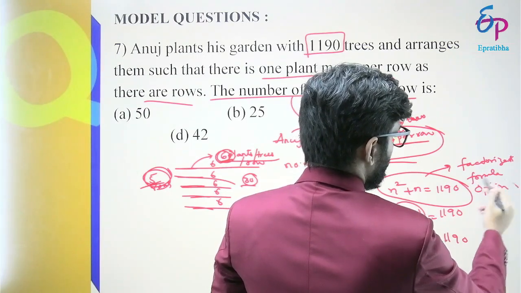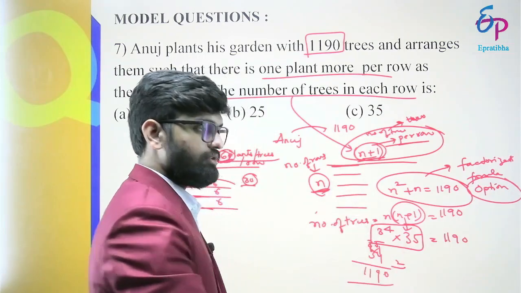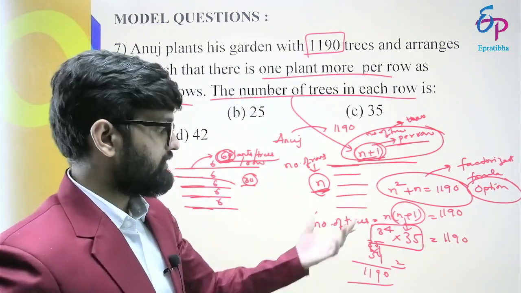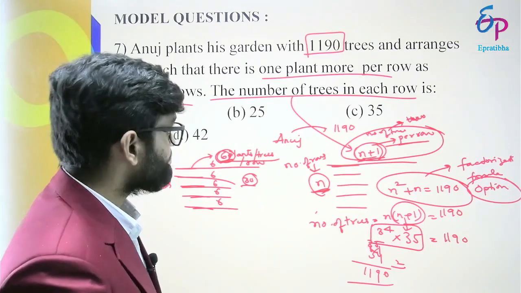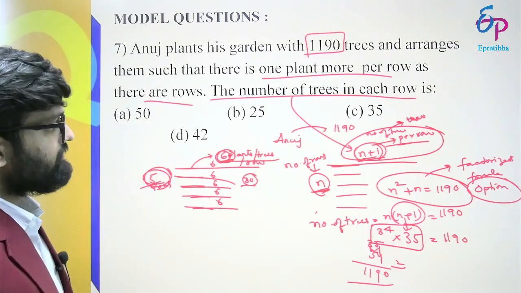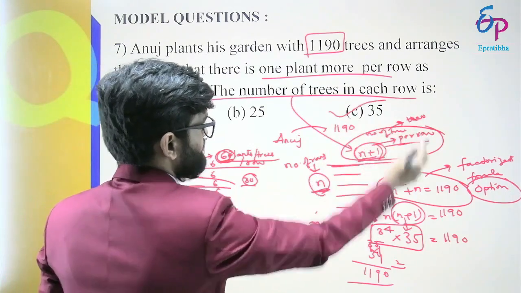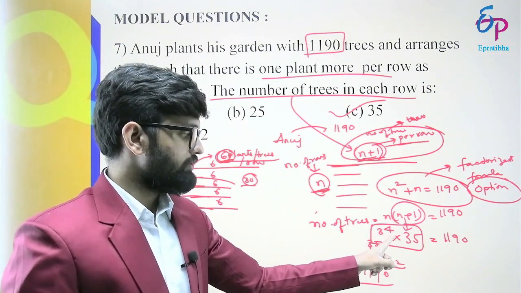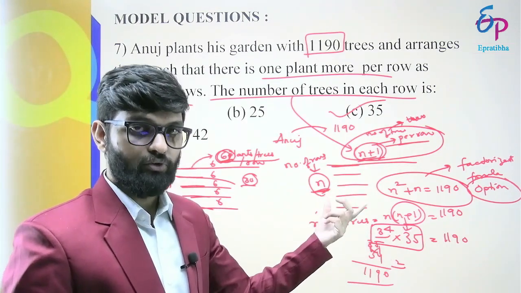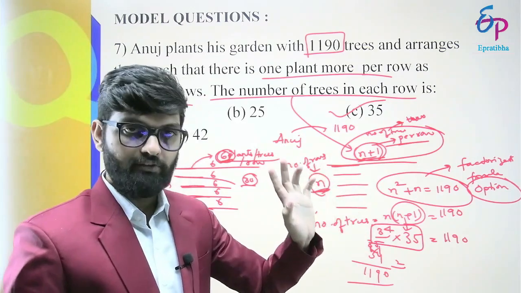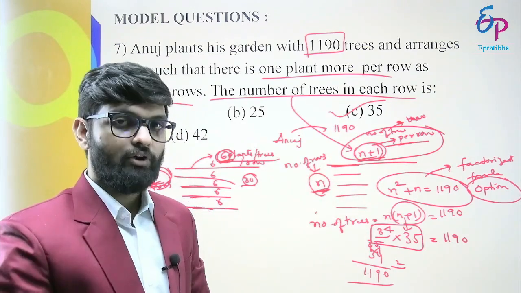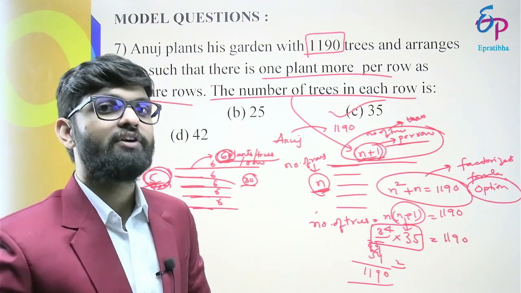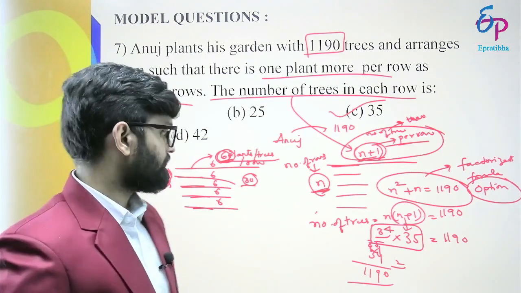I am going to bank on this one. Always I suggest you to go with options only, because it is a very easy way. It is just multiplication, right? So the answer for this one is 35 trees. They might confuse you about the value of rows as well. Don't get confused: whenever they ask you to find number of trees per row, it is n plus 1. If they are asking number of rows, you have to take it as n only. So moving on.